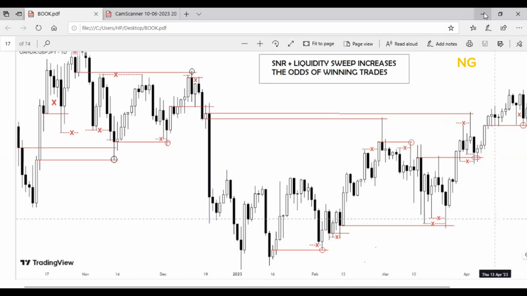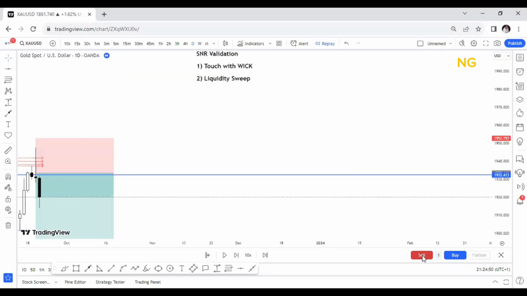So those are the 2 points you must look out for when you are trading. You must ask yourself that question: does that touch, does the price rejection carry a liquidity sweep? So that it will increase your odds, it will increase your confidence, it will increase your probability to win the trade over and over again. So that is what we call liquidity sweep.